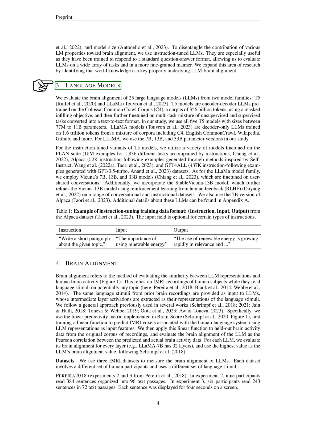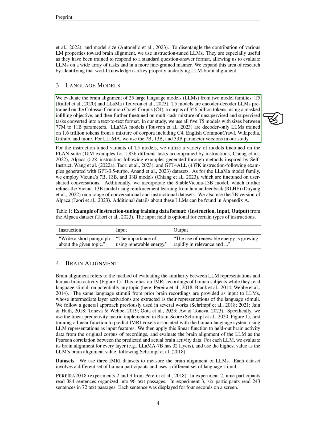Section. Language models. In this study, we examine the brain alignment of 25 large language models, LLMs, from two model families, T5 and Llama. T5 models are a type of LLM that are initially trained on a massive dataset known as the Colossal Common Crawl Corpus, C4, which contains 356 billion tokens. These models are then further refined on a mix of unsupervised and supervised tasks. We use 5 T5 models in our study, ranging in size from 77 million to 11 billion parameters.